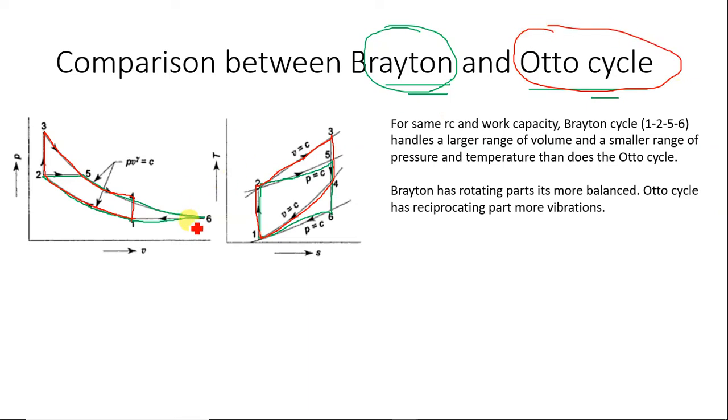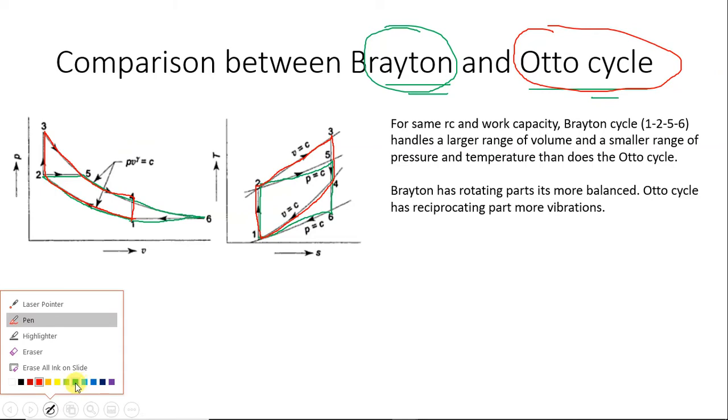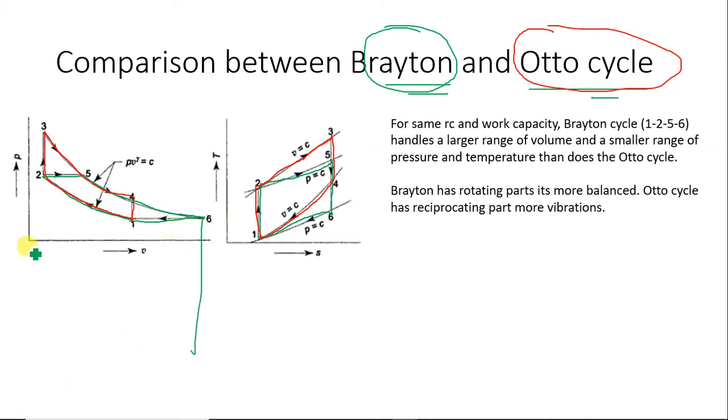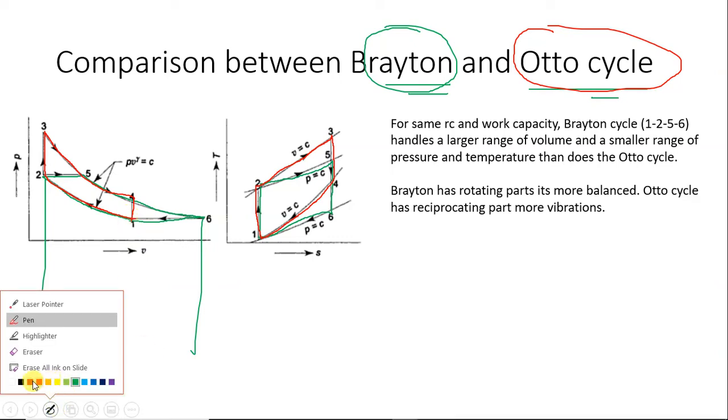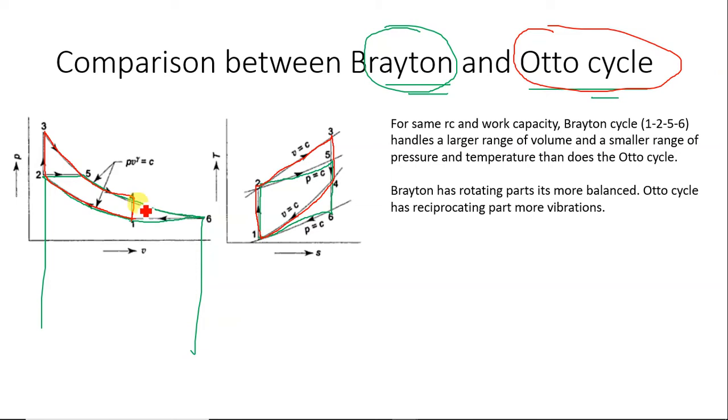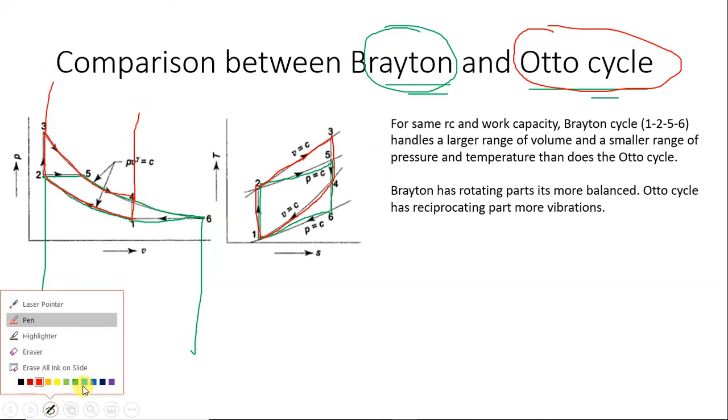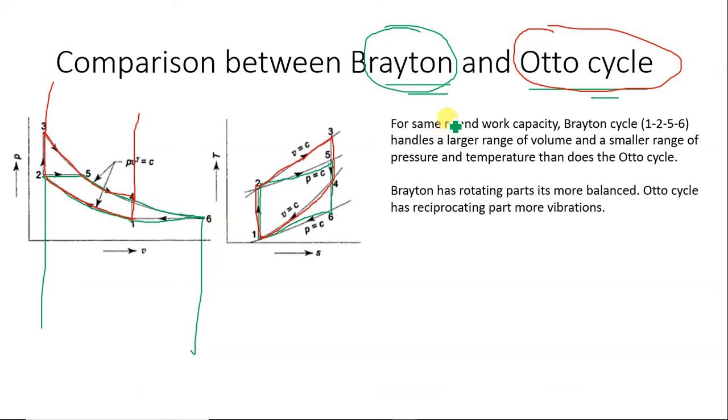So what we can understand over here, if you observe the Brayton cycle, which is shown by green color, it handles more volume. Here you can see, as compared to red, it handles only this much volume. I'll mark the volume over here. The Otto cycle handles this much volume only. Here the same point has been written, for the same compression ratio.